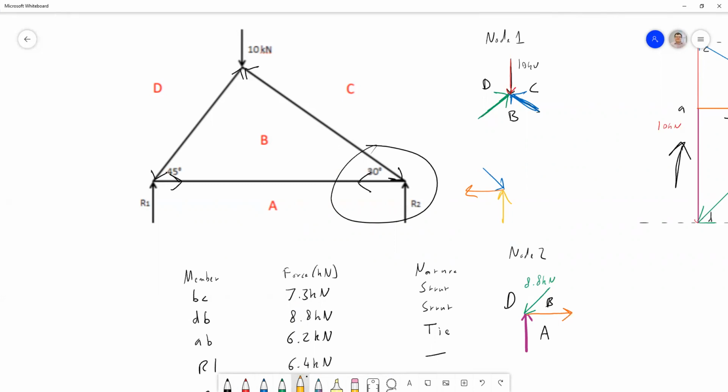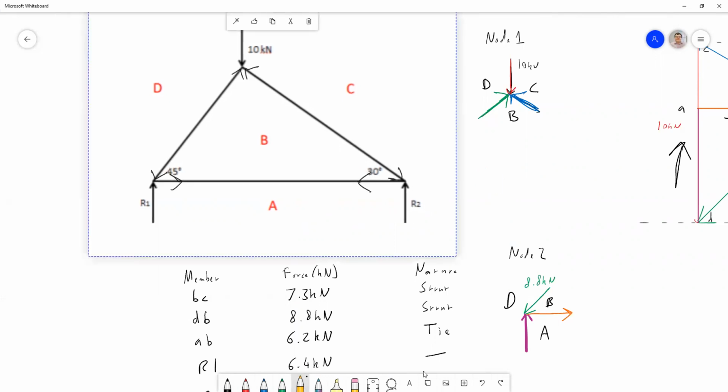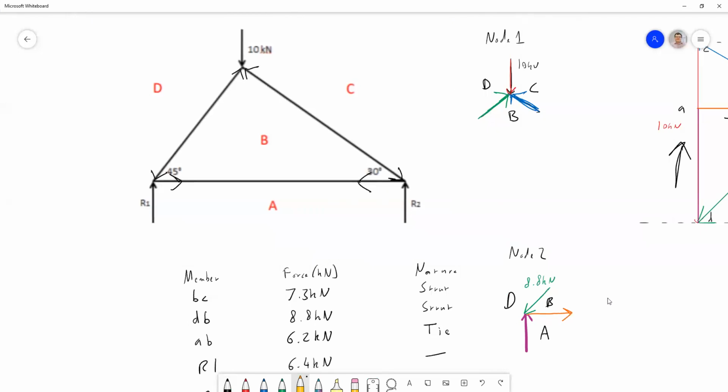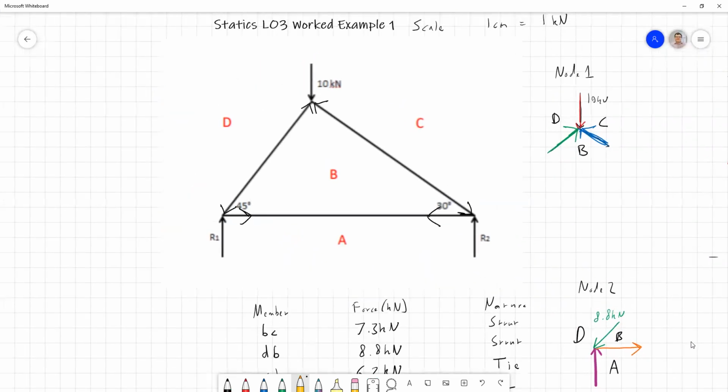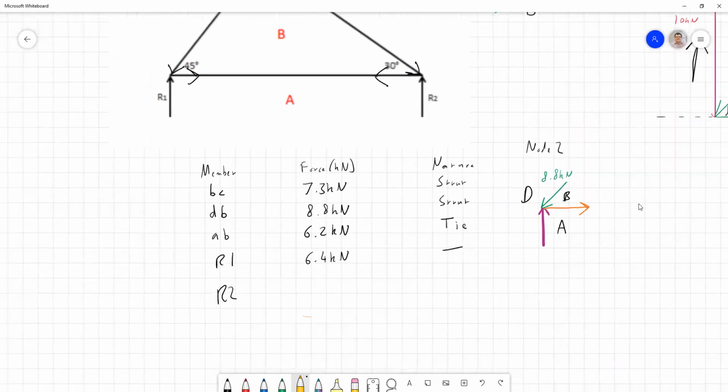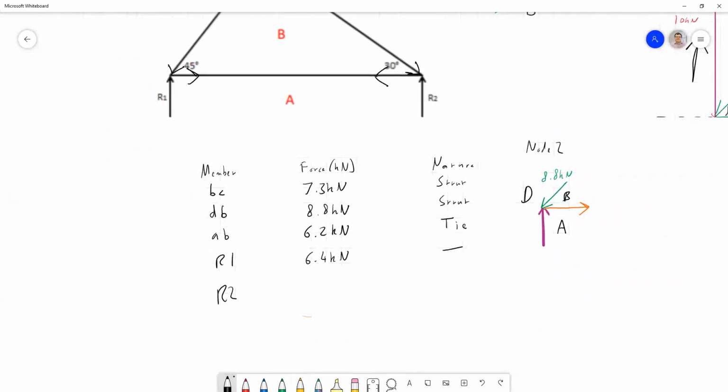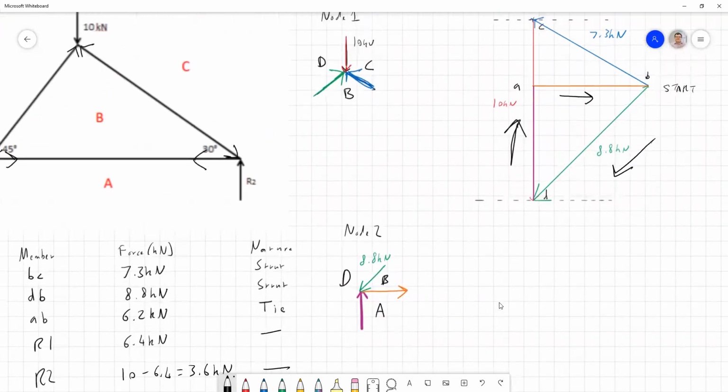We could draw a diagram, or more simply in this case, we can remember the other rules still apply. Going back to our structure, the downward forces have to equal the upward forces. We have one 10 kilonewton force down. If R1 is 6.4 kilonewtons, R2 must be 10 minus 6.4 is equal to 3.6 kilonewtons. The two, R1 and R2, still add up to give us 10 kilonewtons. So we can save ourselves doing a third analysis of the node.